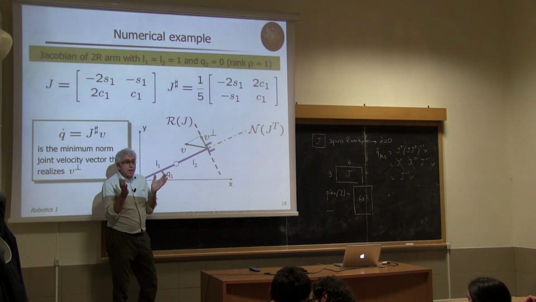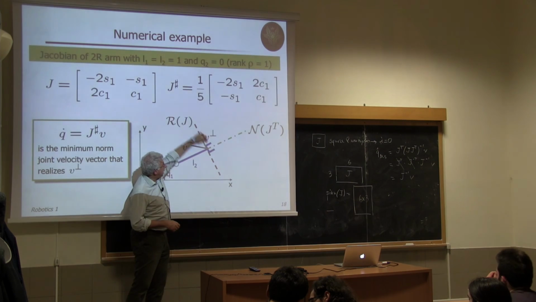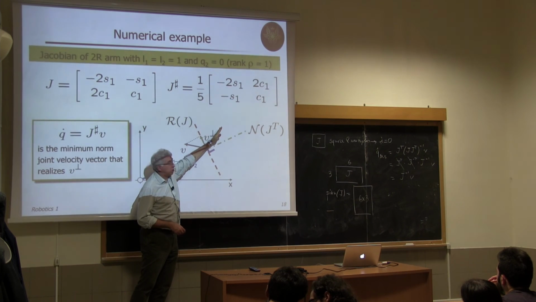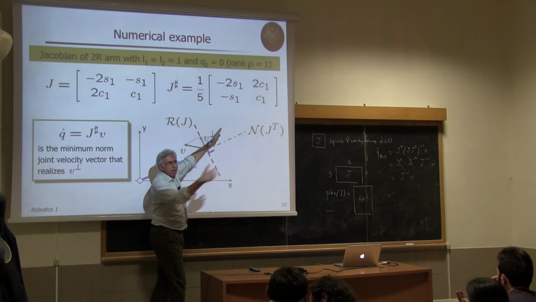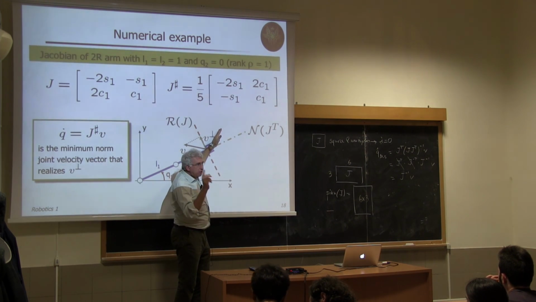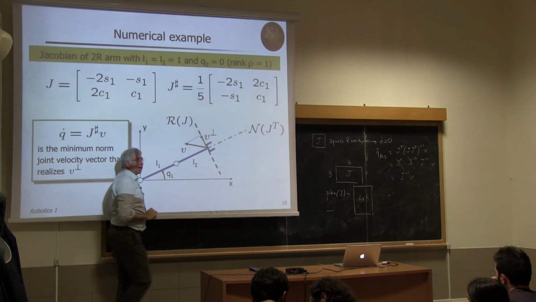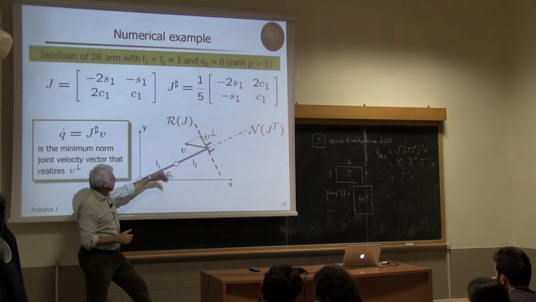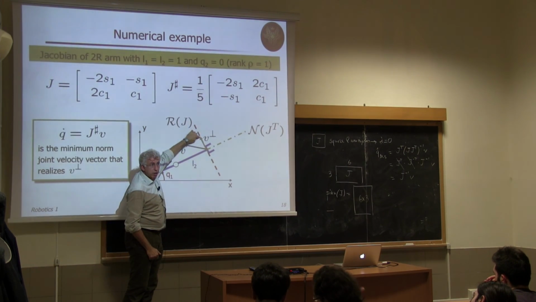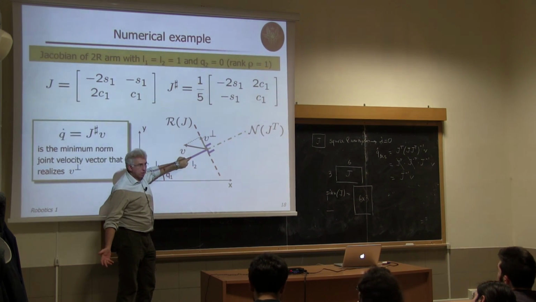The only velocities that I can realize at the end effector level are in the range of J, and the range of J is this direction. So I can only realize a velocity that goes here or there. I cannot realize a velocity that goes out, but this is obvious because I'm at the boundary of the workspace, so I cannot go out of the workspace. But what is not obvious is that I cannot even realize a velocity like this. Why? Because this does not lie completely in the range of J. It has a component which is orthogonal to that. So in fact, what I'm realizing is just its orthogonal projection in the range space, and this component cannot be achieved at all.